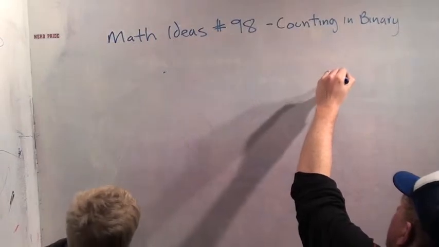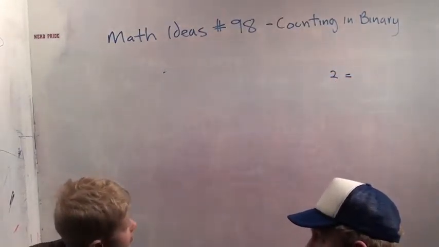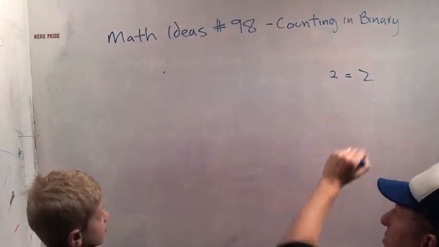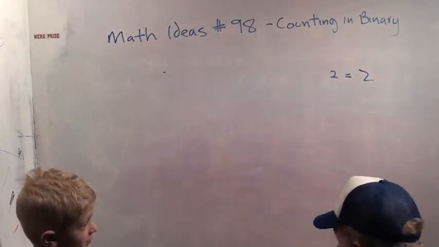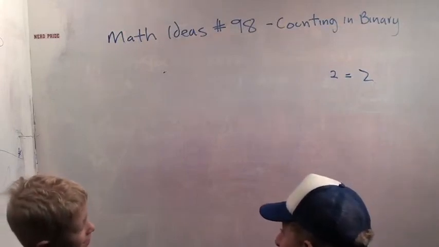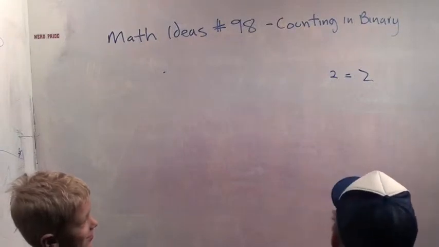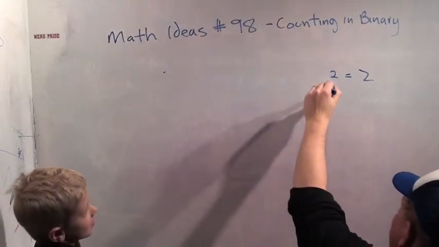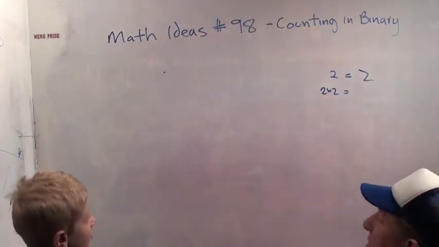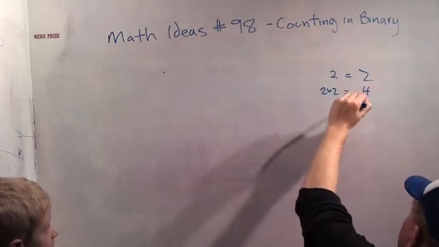When you have just one 2, that's equal to 2. Right. Now remember that. I'm going to give you a test. Ready? What is 2 equal to? 2 equals 2. Right. Very good. 2 times 2, you know what that is. It's 4. 2 times 2 is 4.